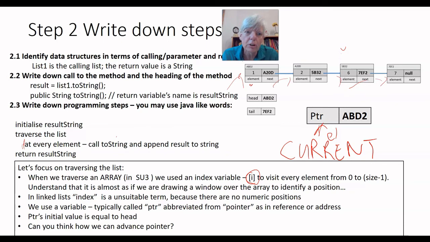How do I advance pointer? And this is the weirdest line ever. To start off with, I can say pointer equals head. Then pointer becomes that address. Pointer is similar to head and tail, just an address. So if I then refer to pointer.element, I say go to pointer and find an element there. So now you know how to get to this one. But how do I move pointer on?